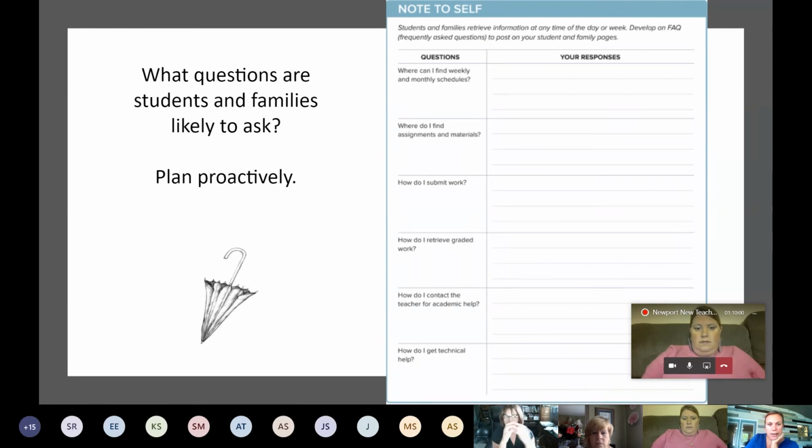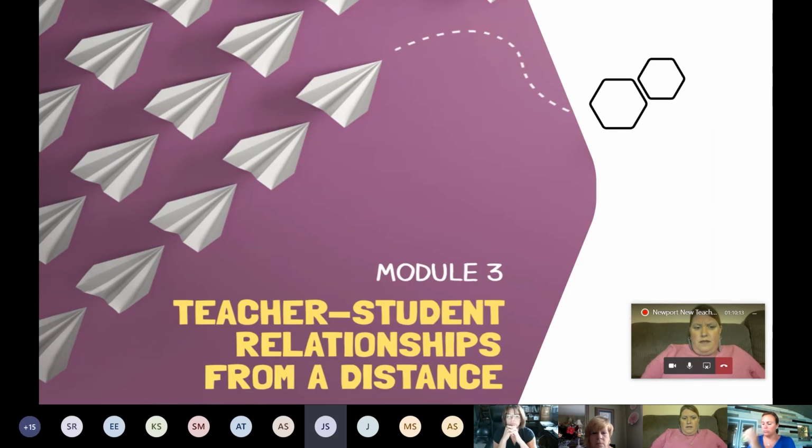So we want to evaluate what parents and students are looking at on Google Classroom and be flexible, make changes as needed so that we can always try to improve that. Jenny, can I interject there? Please. Can you go back to that slide?